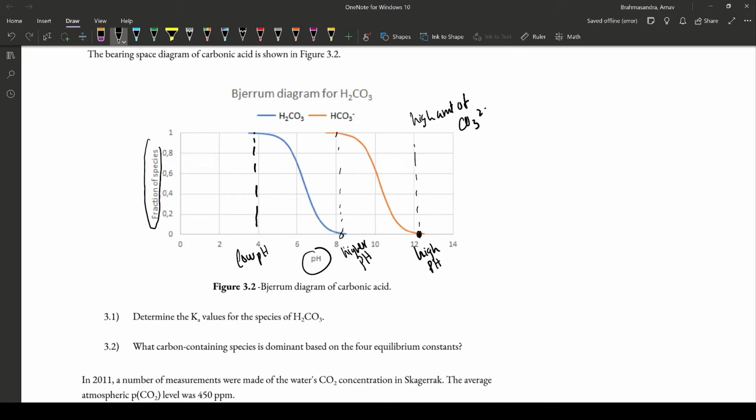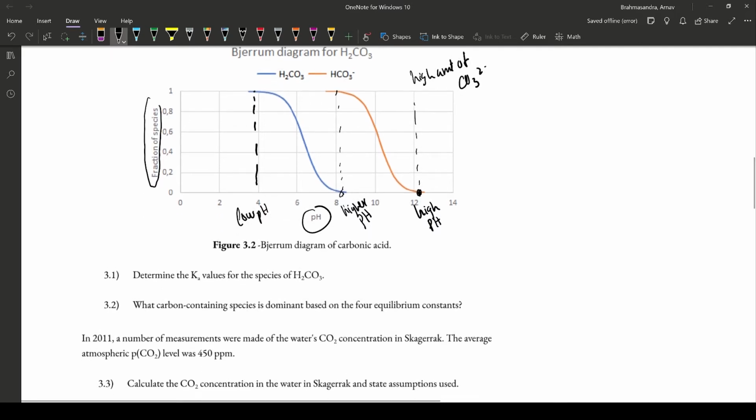So as we increase our pH, at low pH it's really acidic, and there's going to be lots of the acid in solution, lots of H2CO3. We increase the pH, and now there's going to be more HCO3 minus. We increase the pH even further, and now it's basically going to be all of the carbonate because it's a really basic environment.